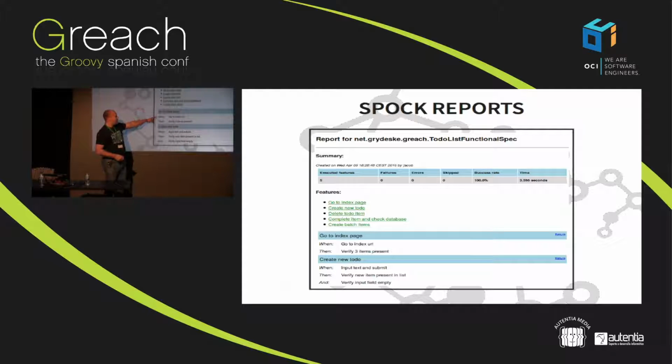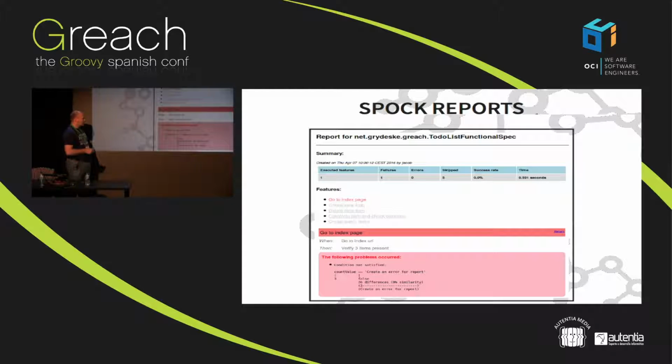Go to index page, when, go to the index URL, then verify 3 items present. I have a lot of management that really likes test reports where they can see, oh, what is actually being done. And this turns out to be very nicely. If there's an error, you get all of the error conditions included, so there's no things lost from switching from the original report.